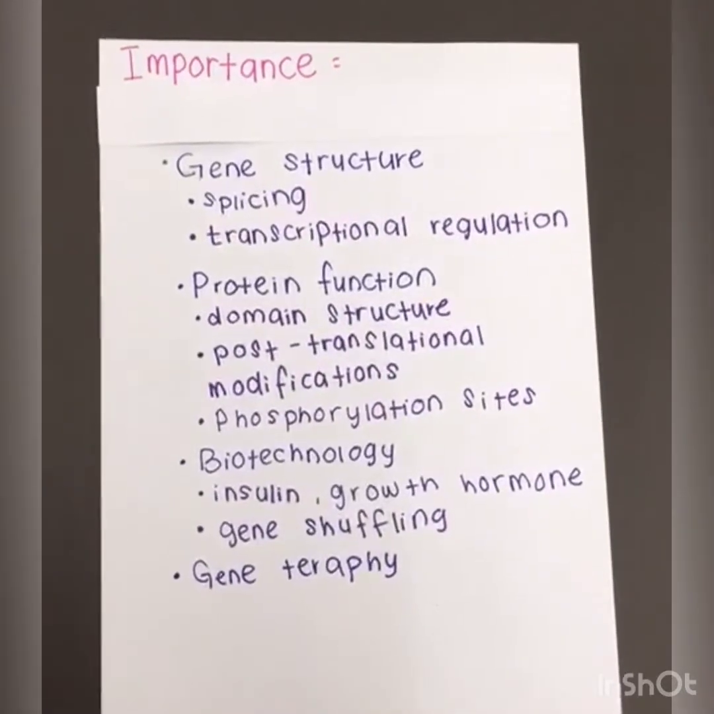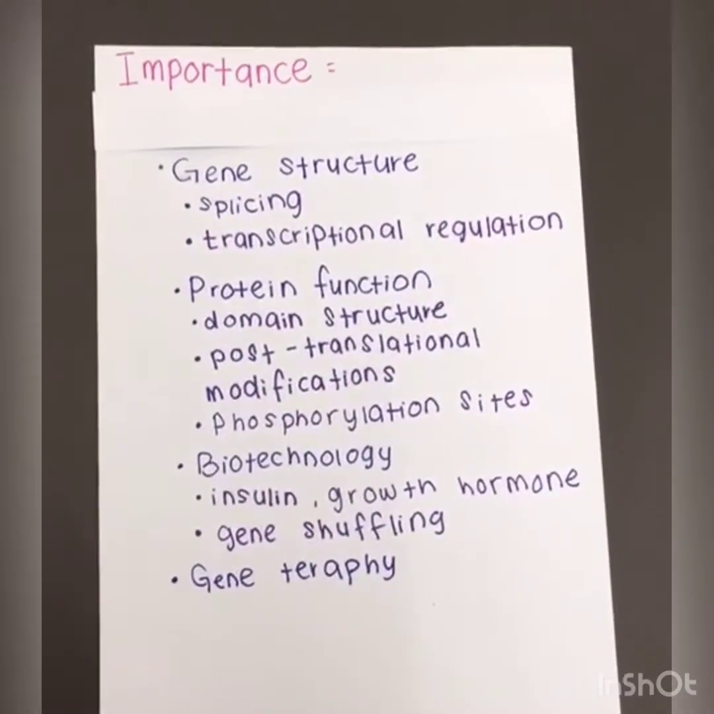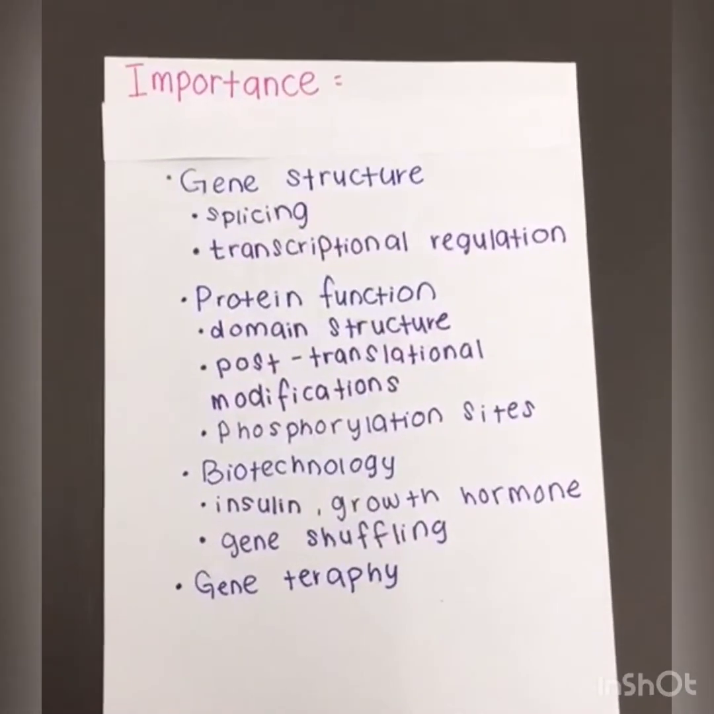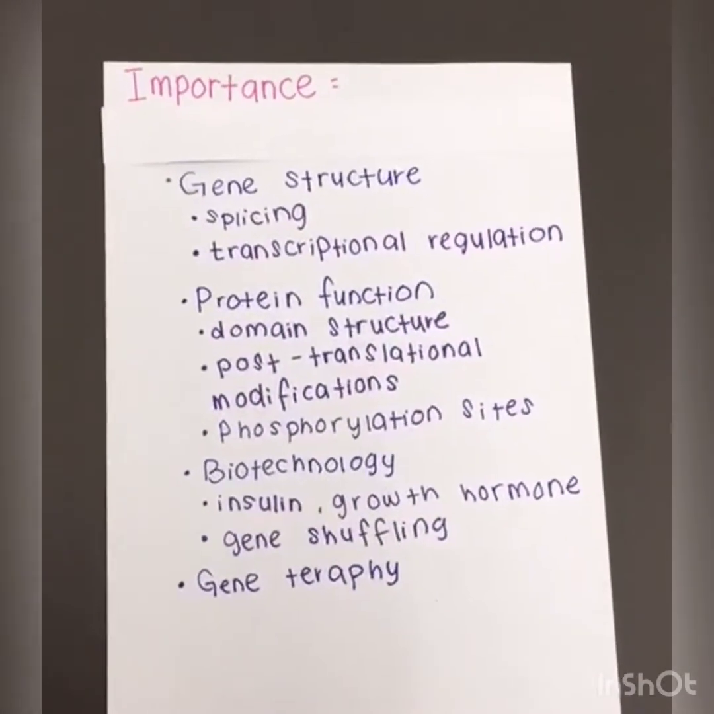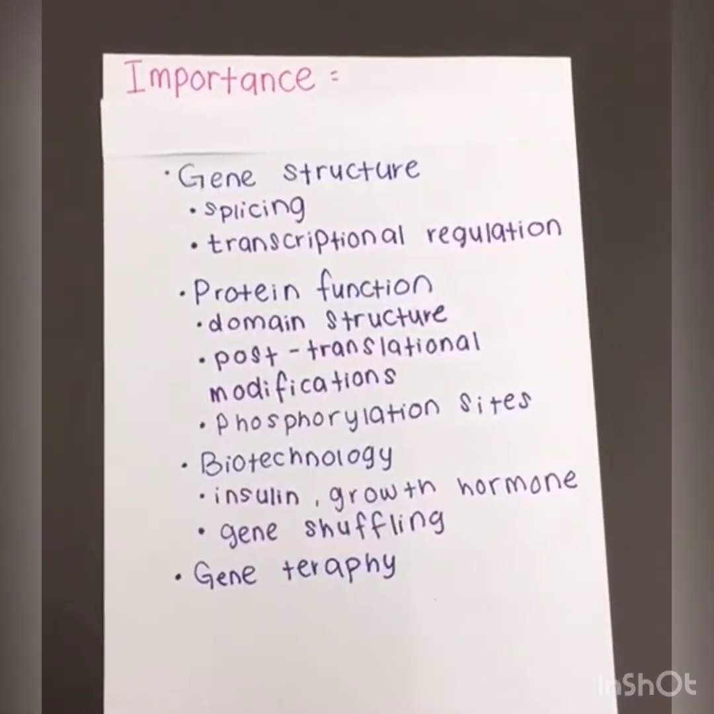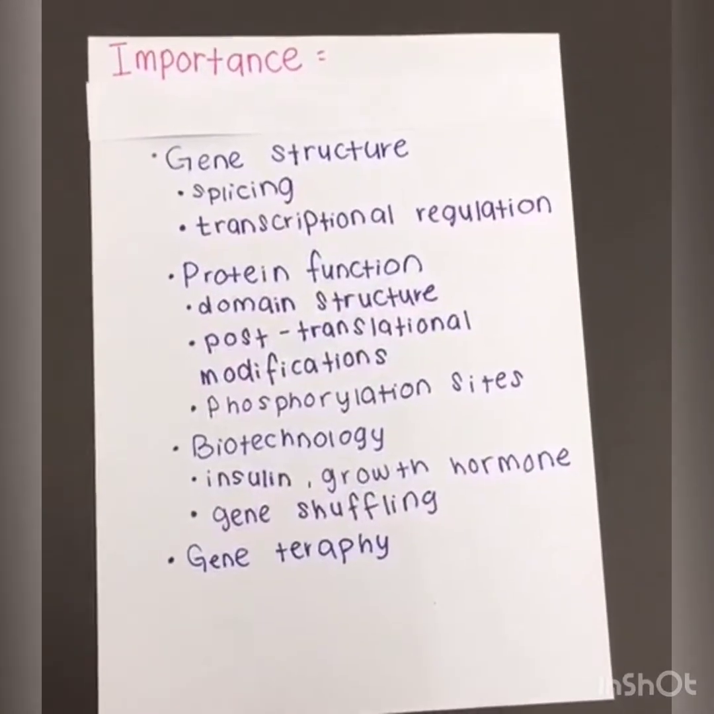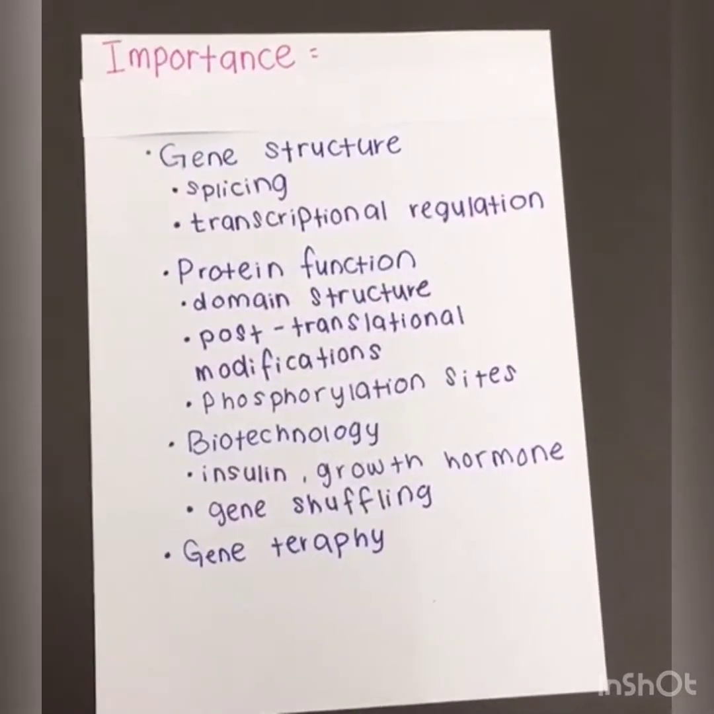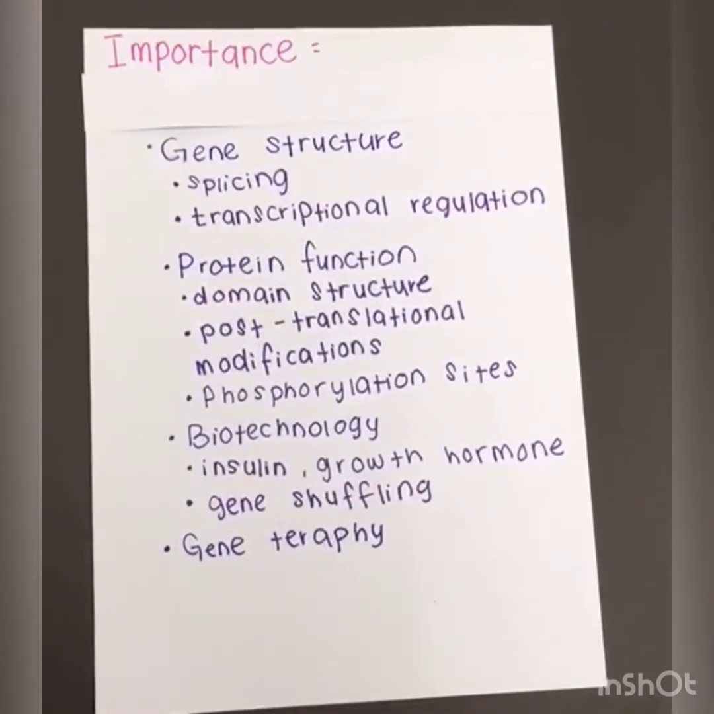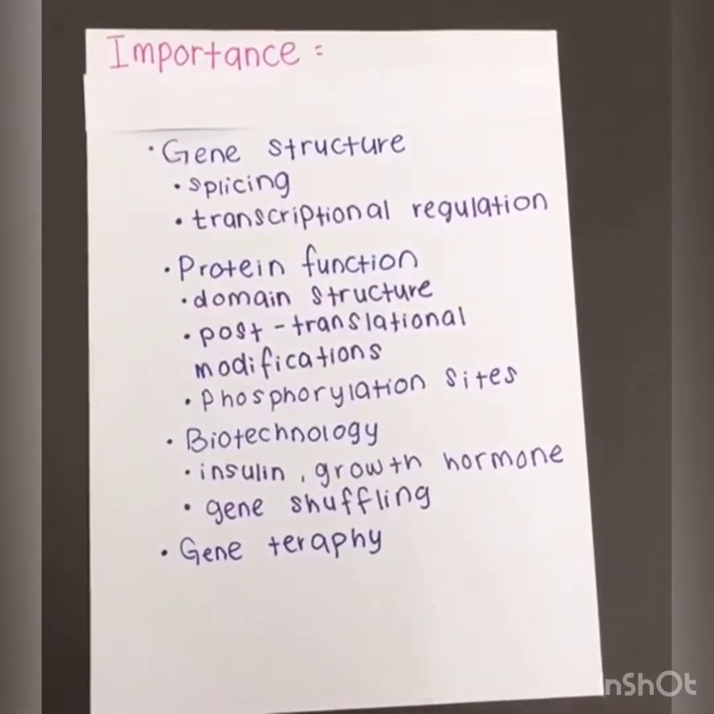The first one is gene structure, splicing and transcriptional regulation. The second one is protein function, domain structure, post-translation modification, phosphorylation sites. The third one is biotechnology, insulin, growth hormone, gene shuffling, and the last one is gene therapy.